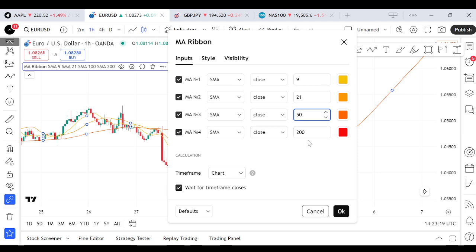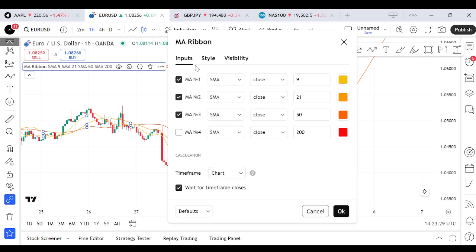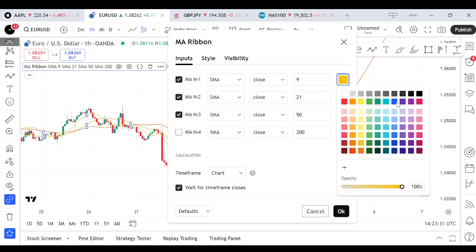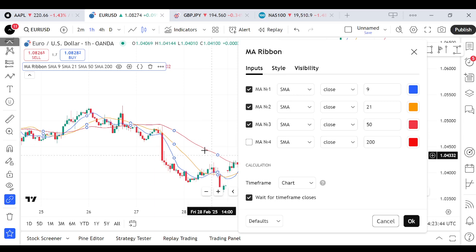So these are the periods, and I'll remove this one. These are the colors. Oh, sorry, I need to put this again. And this red color. So we have the design. The 9 period EMA is the blue color, the blue moving average, the orange is for the 21 period moving average, and the red is for the 50 period moving average.